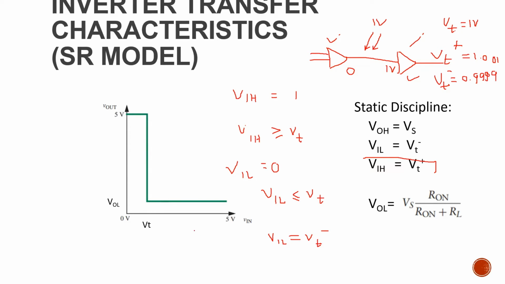Okay, in this way, guys, I want to conclude this SR model inverter with the S model inverter. There you can see, like in your notes, VOH is Vs here and there, VIL here is VT minus, there also VT minus, here VT plus, there also VT plus, but only one change is there, that is VOL. Here VOL is Ron by Ron plus RL into Vs. There it is 0 only, and I can show you here.